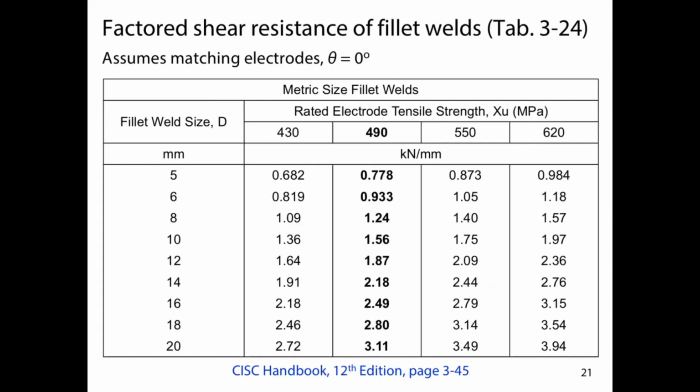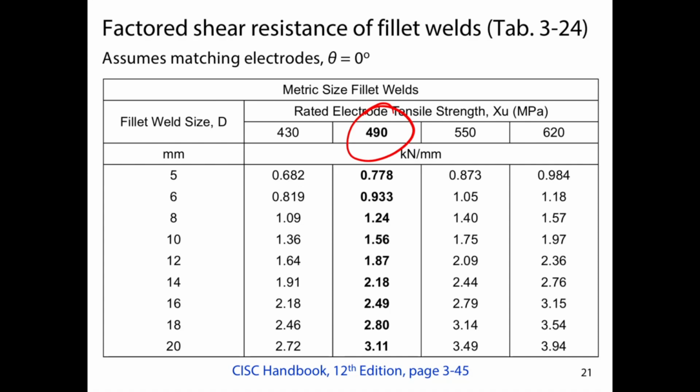There are some tables in the handbook, as I was mentioning before. So table 3-24 gives us the pure shear strength of fillet welds for different sizes, for different weld electrode strengths. And so you might have 43XX or 55XX or 62XX. Bolded is 49 because it's commonly used, because 350W steel is commonly used. 490 is the matching electrode for 350W steel, and as long as you use this, then you don't need to think very hard about it.